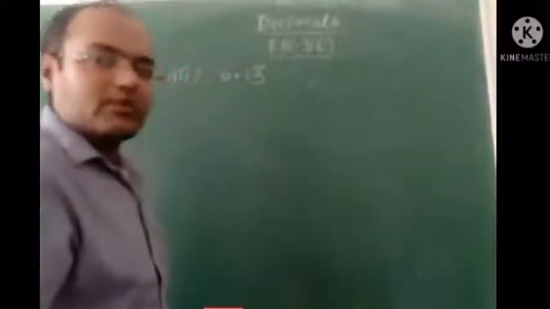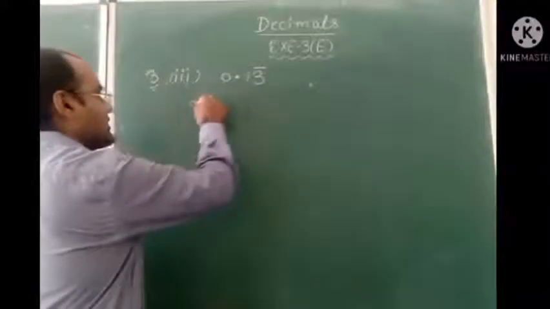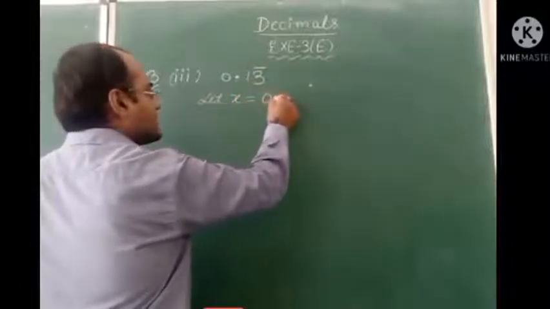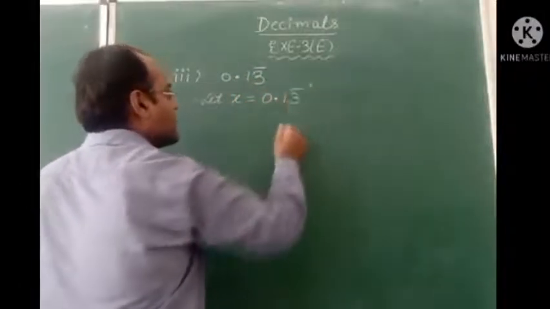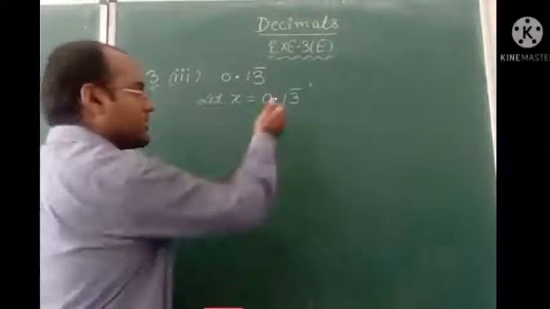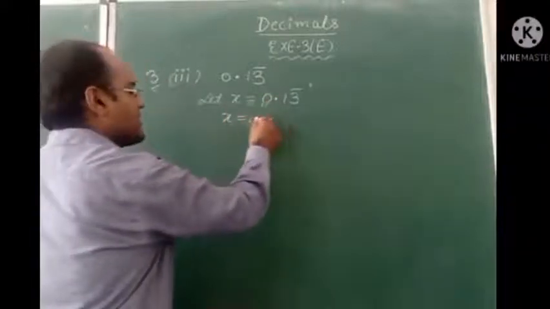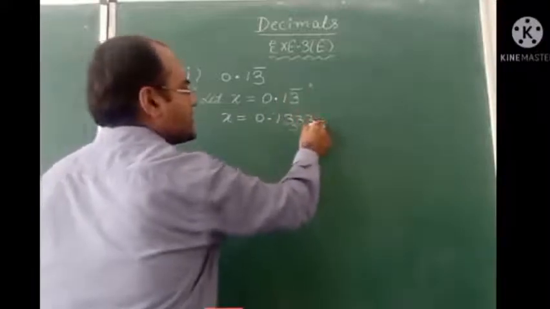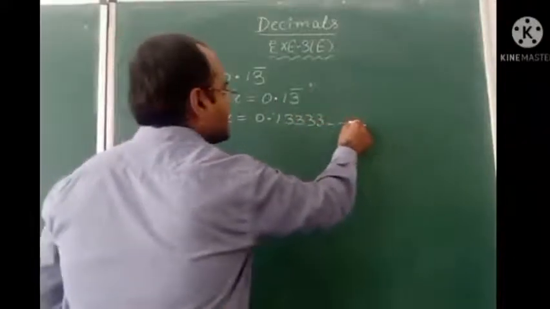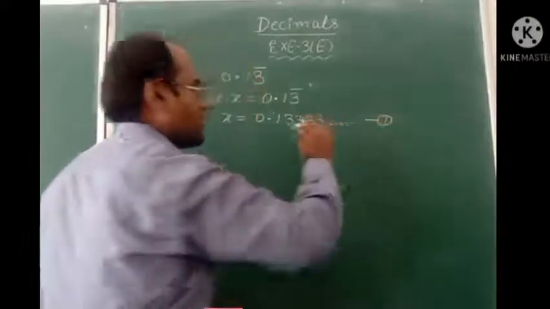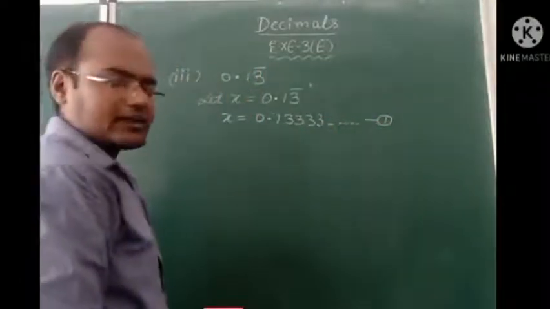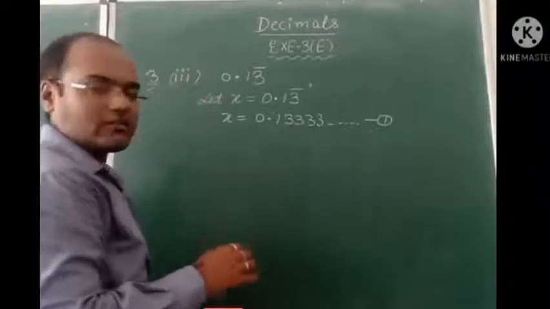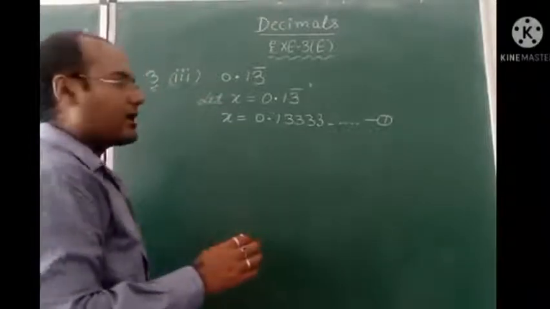Now what we will do, we will assume, let's say this recurring decimal is the value of x. x is equal to 0.13 bar. Now we will write the meaning of this recurring decimal. The meaning of this recurring decimal is that this 3 is having bar, that means this 3 is repeating again and again. So this is your equation number 1. Now in the next step what we will do, we will check on how many digits bar is coming.